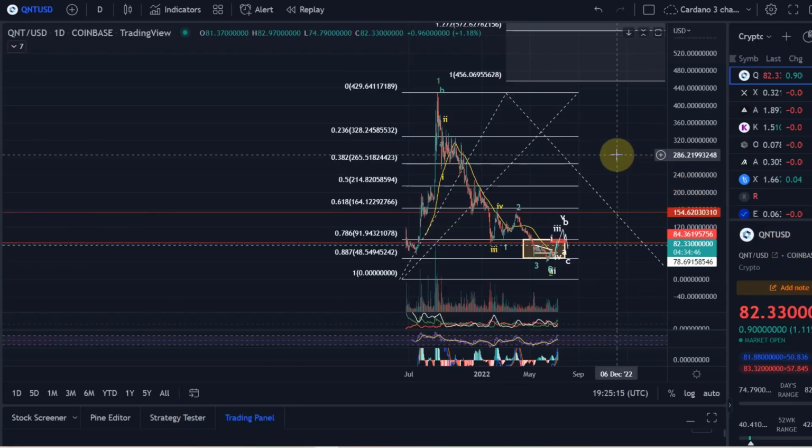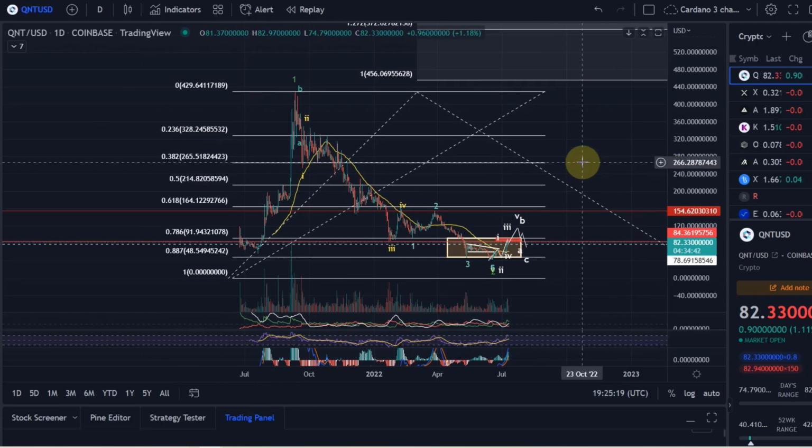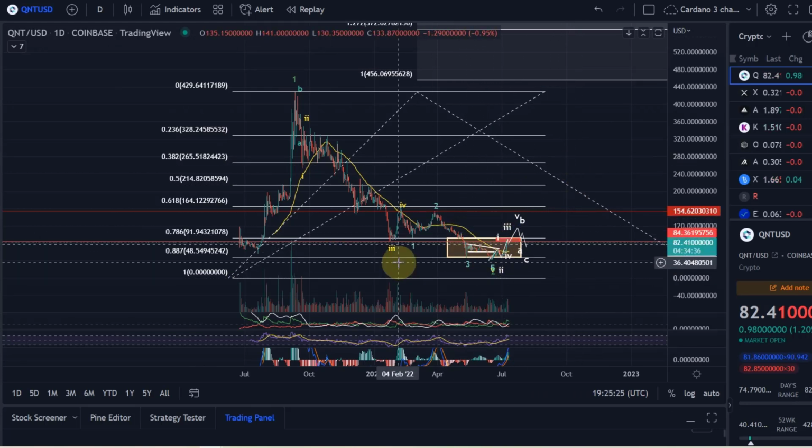So Quant, is the low already in? Can we start to go up? Well, it's getting very interesting, certainly, especially after the price action of the last few days. So we're going to take a look at the lower level wave count in a minute. First, let's take a look at the higher time frame.